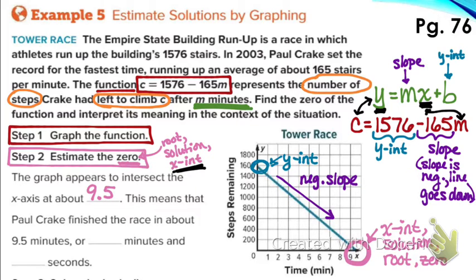This means, if we estimate it at 9.5, that Paul finished the race in about 9.5 minutes. Do we normally say 9.5 minutes, or 9 minutes and how many seconds? 30 seconds. Tell me how you got 30 seconds from 9.5. Half a minute is 30. Well, how much is a whole minute? 60 seconds. Okay.